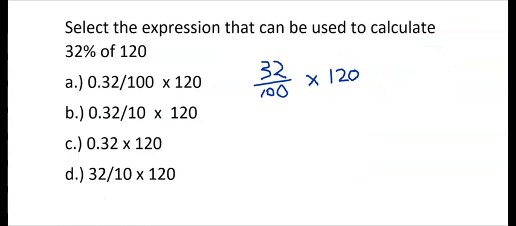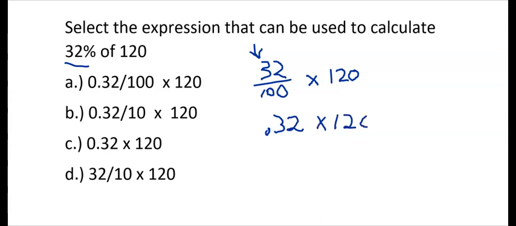Okay, so for this next problem, it says select the expression that can be used to calculate 32% of 200. Well, 32% is the same as 32 over 100 in fraction form. Also, 32 over 100 is the same as 0.32. Okay, because 32 divided by 100 is 0.32, and then of course times 120.